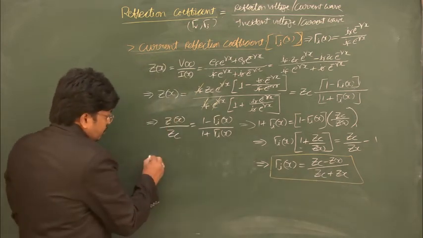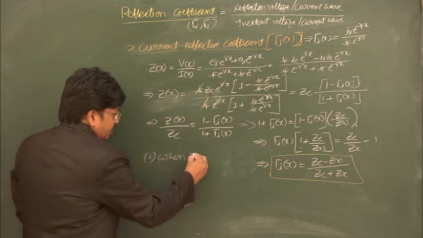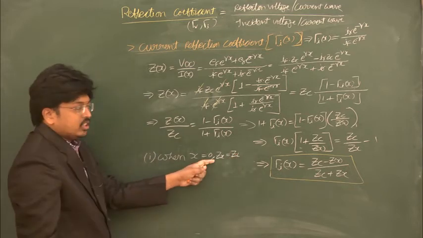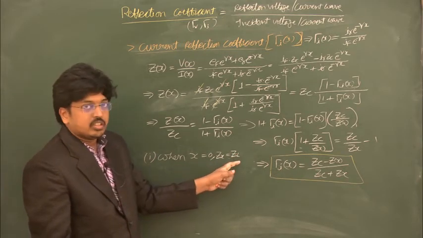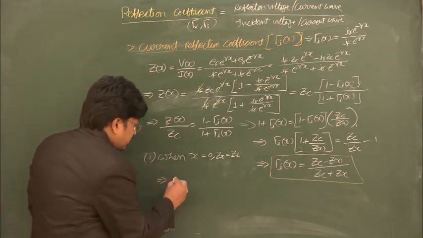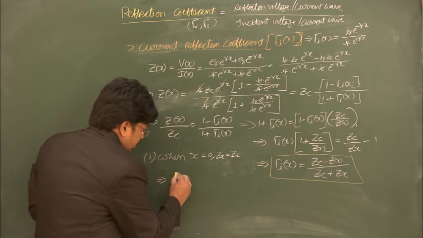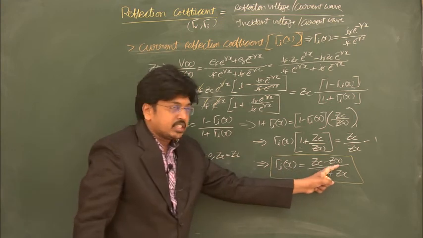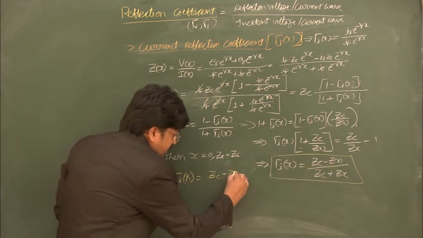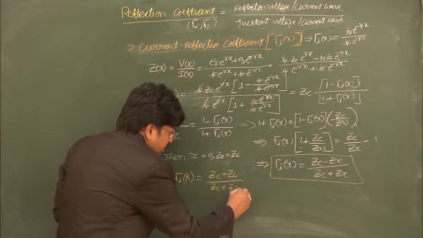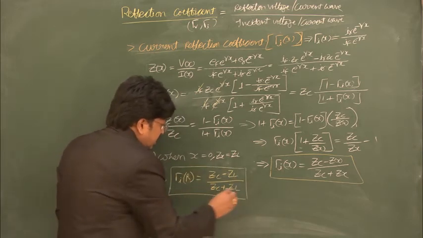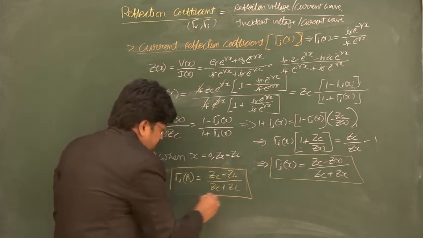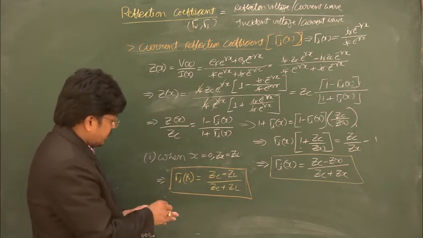Now let us use the conditions. First condition: when x equivalent to 0, the position is at the receiving end side and zx becomes zl. Therefore, the current reflection coefficient at the receiving end side, substituting zx equal to zl, is zc minus zl by zc plus zl.